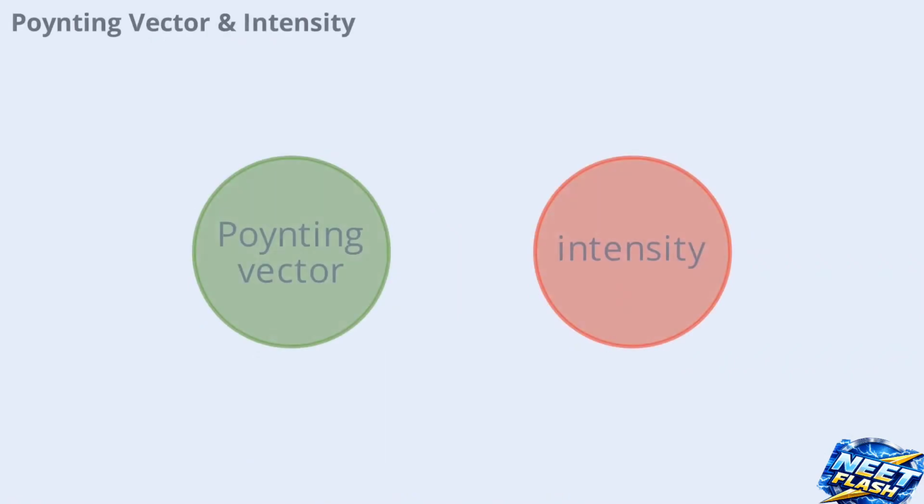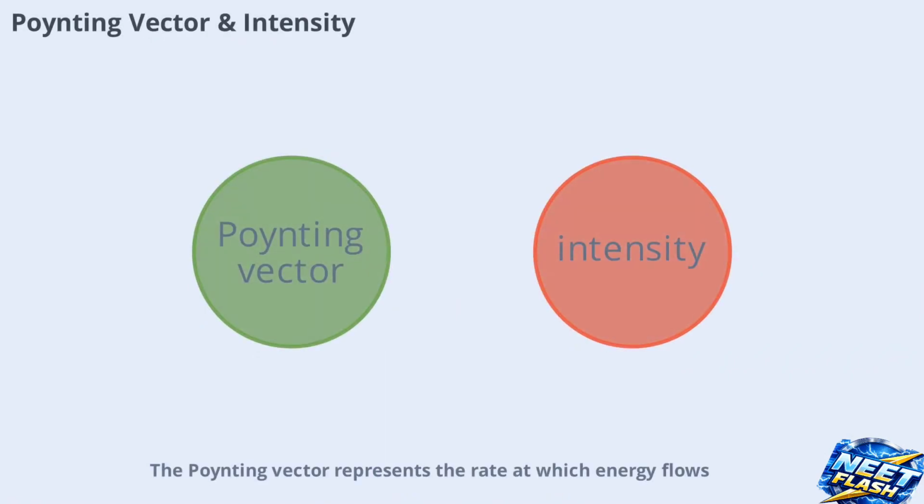Poynting vector represents the rate at which energy flows through a unit area perpendicular to the direction of wave propagation. It is given by S equals E times B divided by μ₀. The intensity of an electromagnetic wave is the average value of the Poynting vector over one cycle, indicating the average power transferred per unit area. Both concepts are essential for analyzing energy transfer in electromagnetic waves.